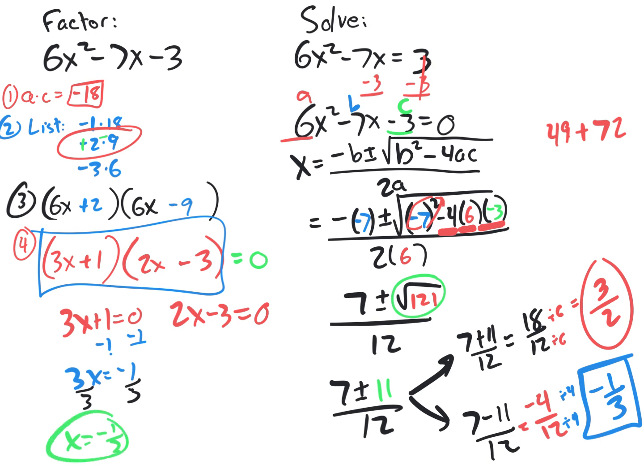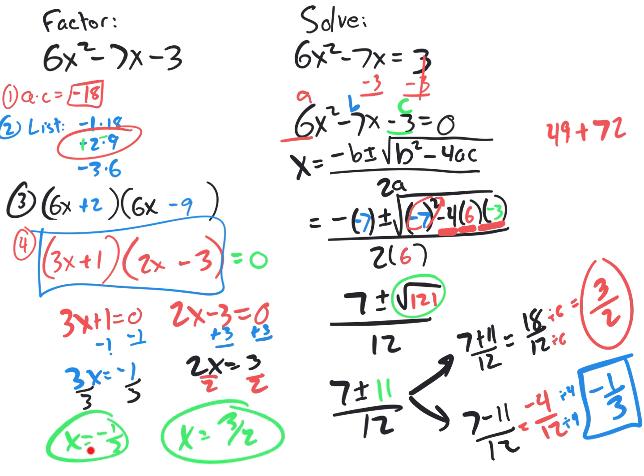And then the other one, same deal, add 3. You're going to get 2x equals 3. Final step, divide by 2, x equals 3 halves. So either way, you get the same answers, negative 1/2 and positive 3 halves. I'm sorry, that's negative 1/3. I read it wrong. Negative 1/3 and positive 3 halves. Depends up to you if you'd like to factor or if you want to use the quadratic formula. Either way, you get the same answer.